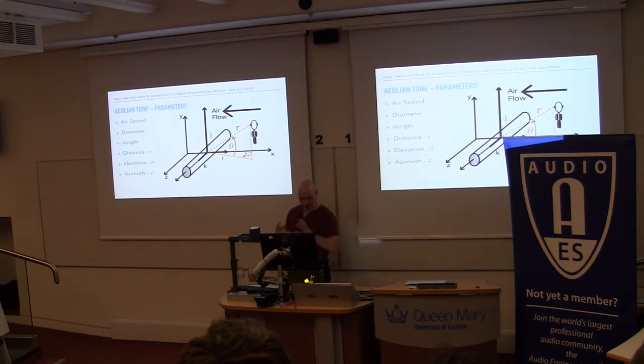So the parameters that are available are airspeed, the diameter, the length, the distance, the elevation, and the azimuth. So it's basic physics. It's not anything that's too complicated like spectral centroid or something along those lines. It's real hands-on parameters, which a sound designer of any level, I would think, would understand, but game engines can also set these parameters for you.